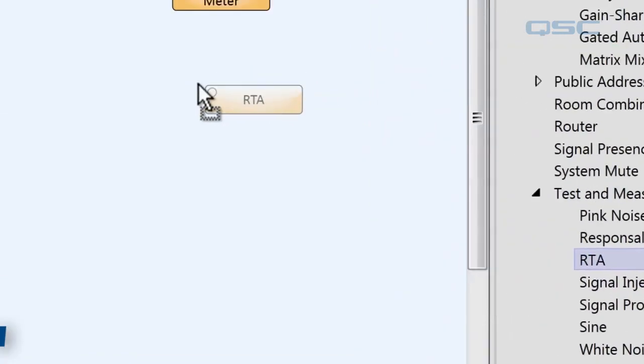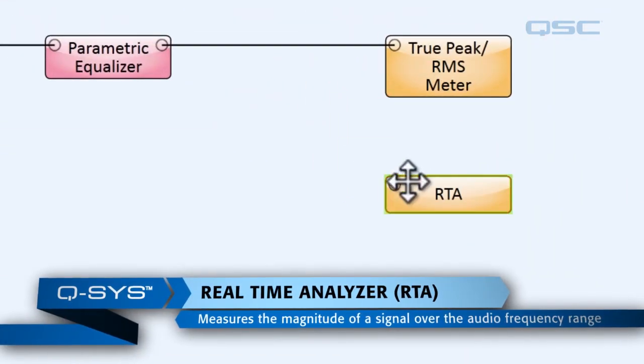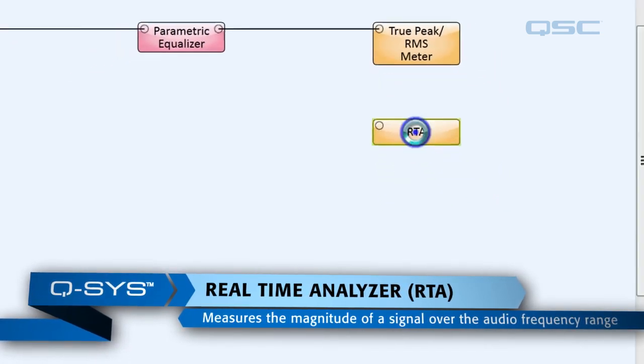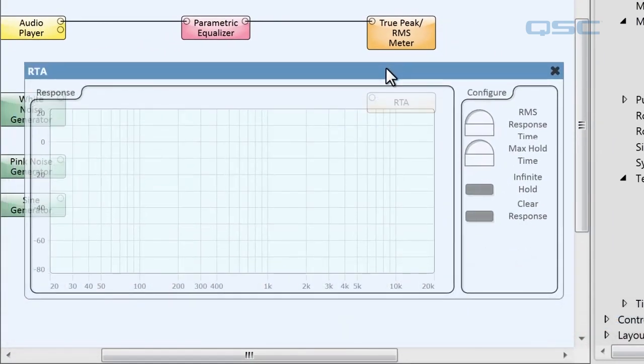All right, let's grab an RTA, which stands for RealTime Analyzer. A RealTime Analyzer is going to measure your signal. If we open up our control panel, we'll see that it gives us this graph. And this will show you the magnitude of the input signal across the audio frequency range.